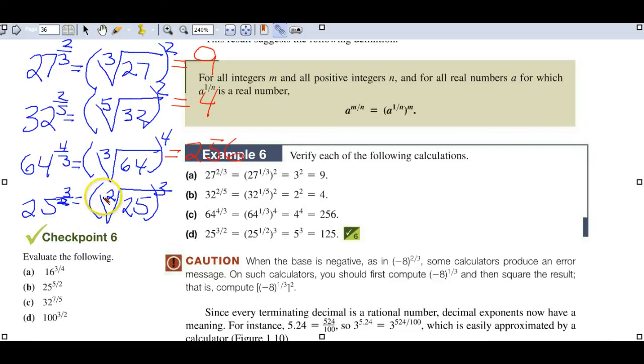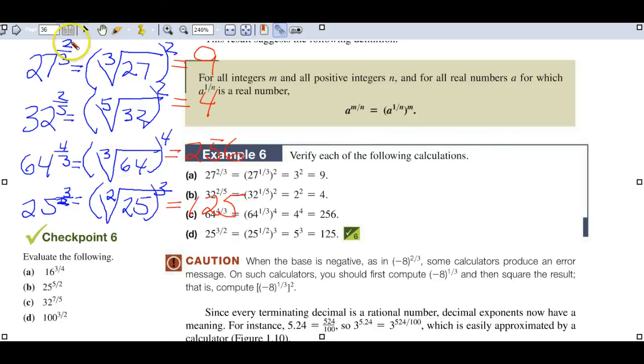Now the square root, and again we don't write the 2 there. The square root of 25 is 5. 5 to the third power is 125. Now they're using another form of calculation, which is good too. They're saying the third root of 27, I guess, is 3. 3 to the second. But again, I like to do it this way.